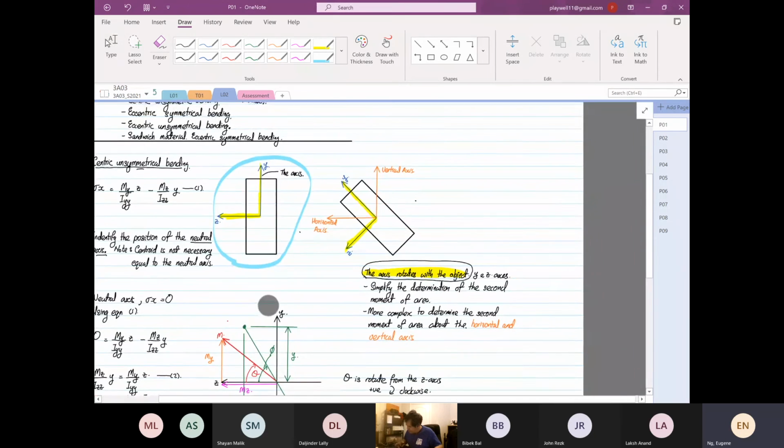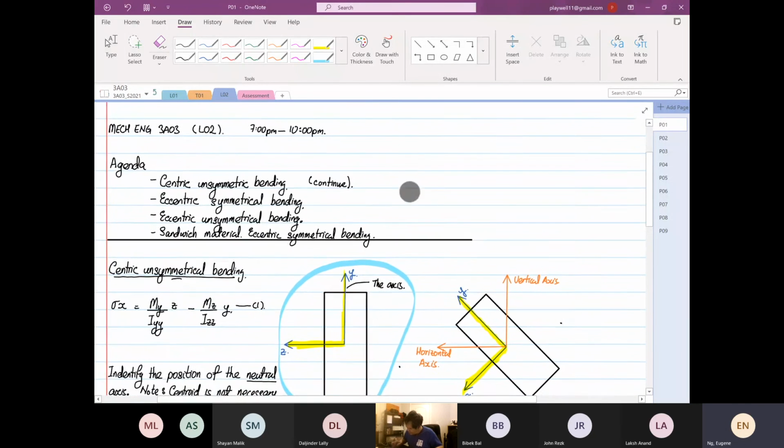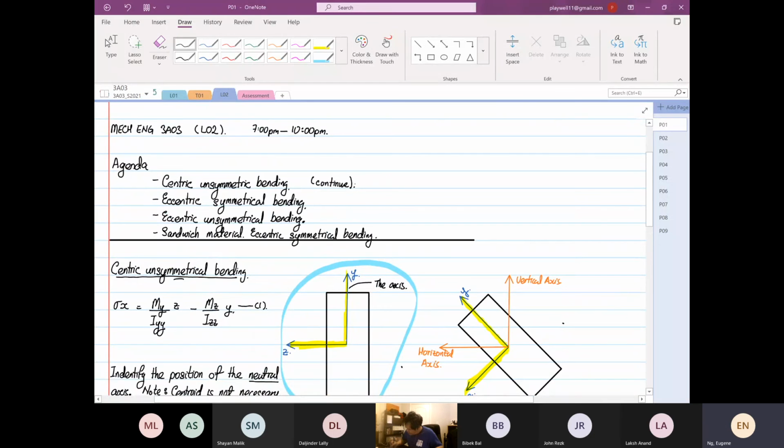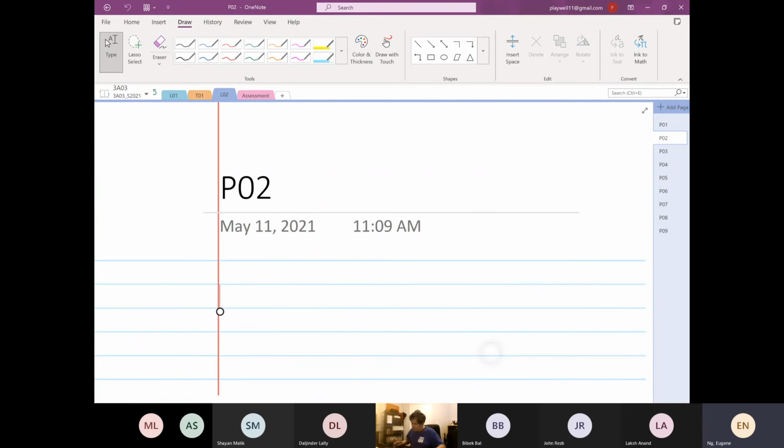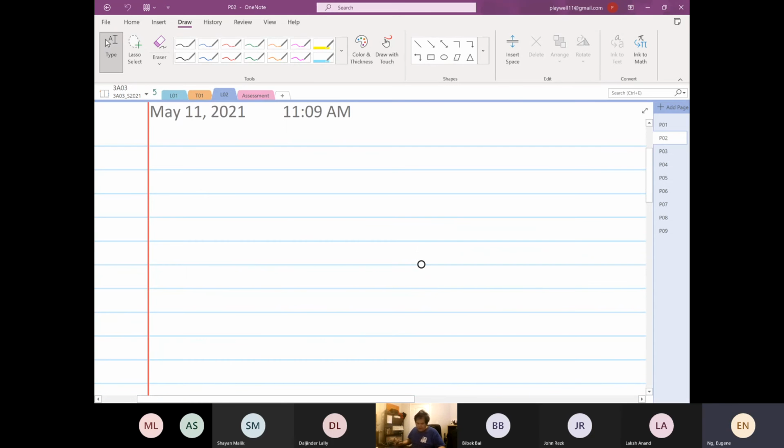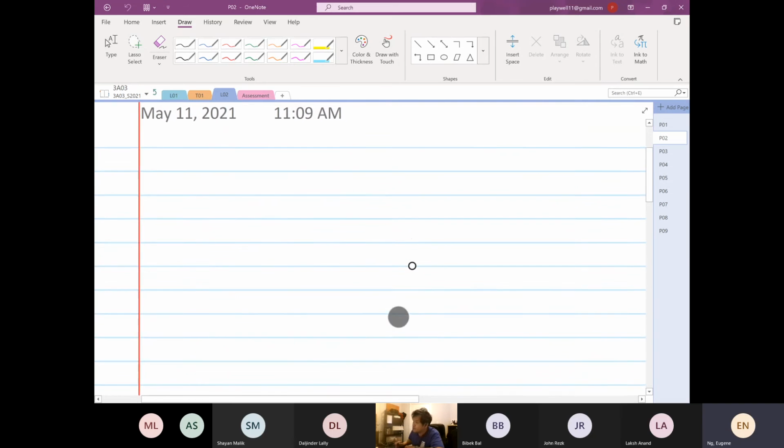So the next topic that we're going to go for. We have completed centric unsymmetrical bending. The next thing that I'm going to go for is eccentric. So the next one is known as eccentric. Now it's symmetrical. If I say the word symmetrical, unsymmetrical, you guys will be very familiar.